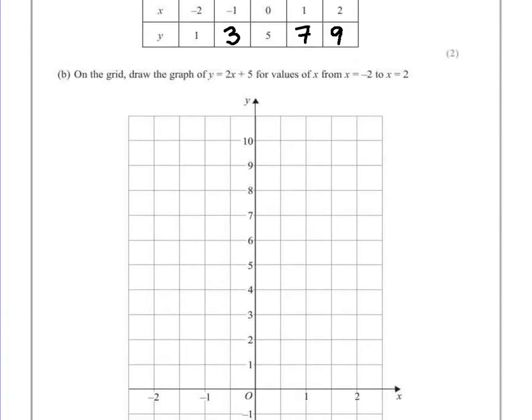Part B. On the grid, draw a graph of y equals 2x plus 5 for the values of x from x equals negative 2 to x equals 2. Well, you were given 2 of the points already, so even if you're not sure about those 3, if you can plot those 2 accurately, that potentially could help you draw the graph from the start, and notice if your values are correct. So for my first value, x is minus 2, y is 1.